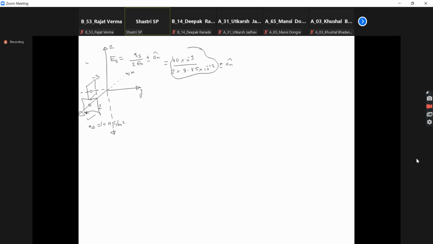The major part, the important part, is what? That is more important. So please tell me, where you are asked to find out this field intensity, at what location? 1, 1, -1, right? Yes, sir.